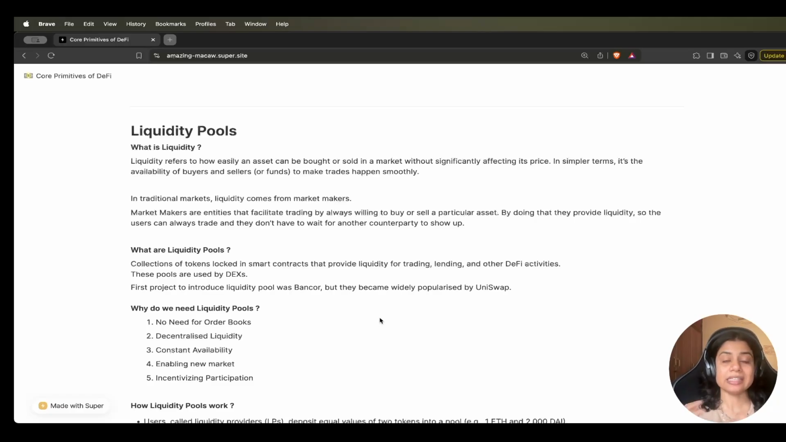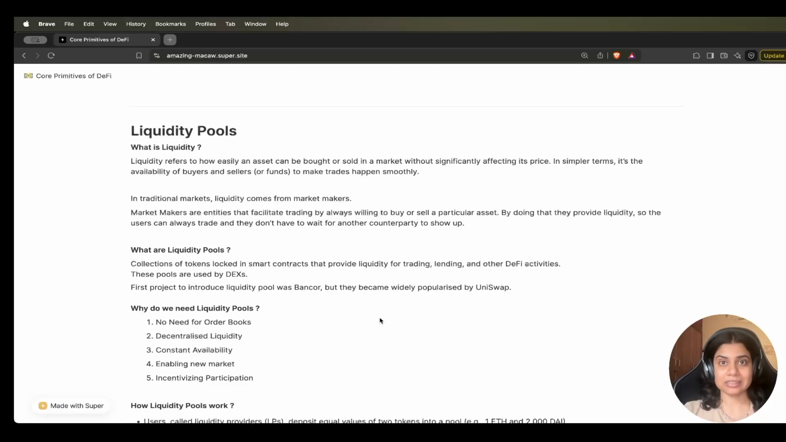In the case of DeFi, since we don't have a central authority, the funds need to come from somewhere else, right? And that's where liquidity pools come into the picture. A liquidity pool is basically a pool or a collection of tokens that are locked in a smart contract on the blockchain. These pools enable us to do trading, and liquidity pools are used in DEXs. We will see how they are used in some time. This concept of liquidity pools was first introduced by Bancor, but it became famous through Uniswap.